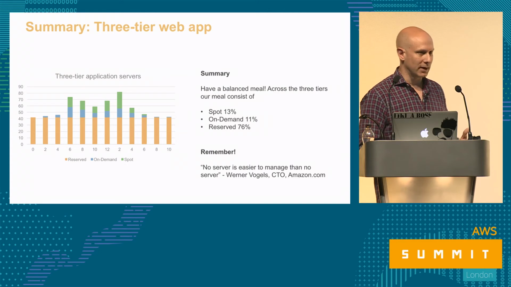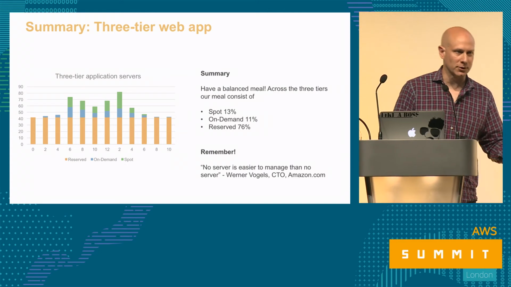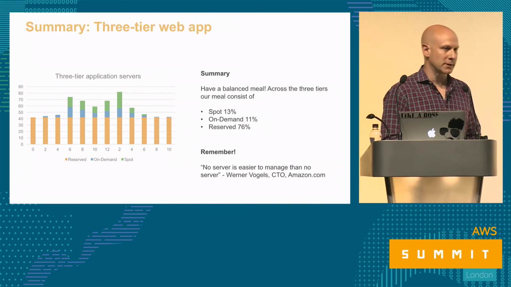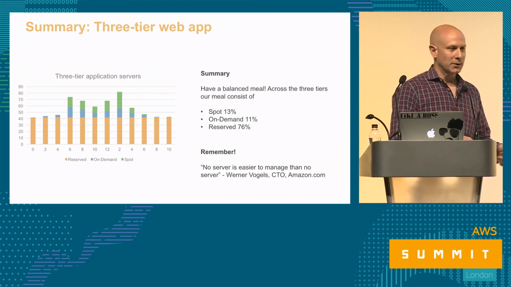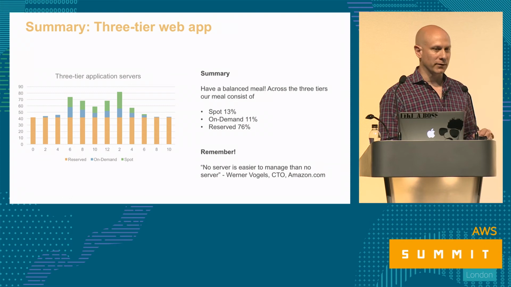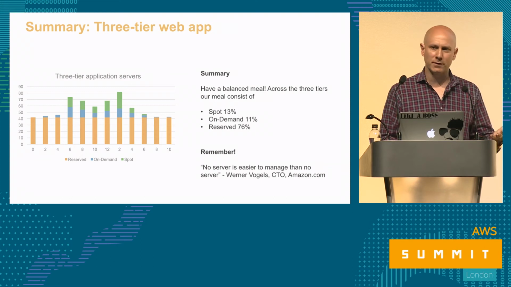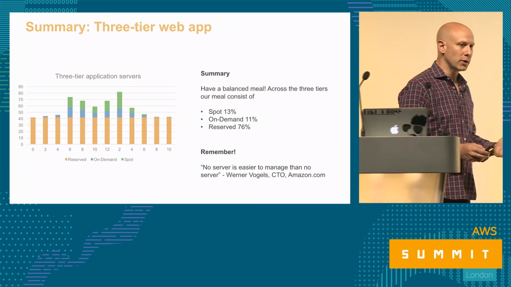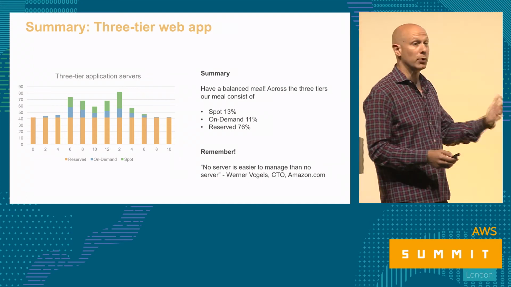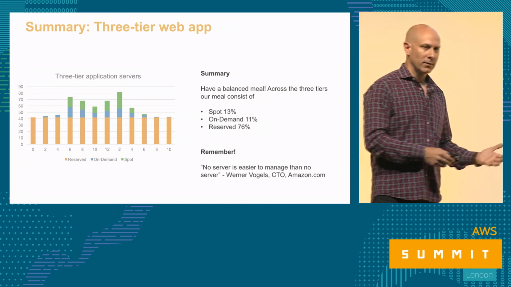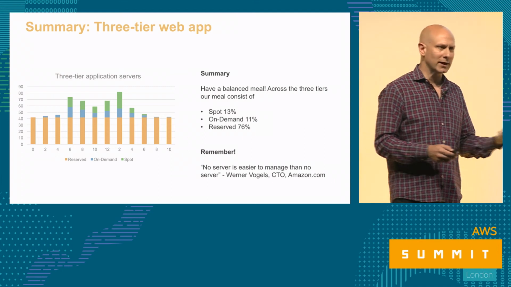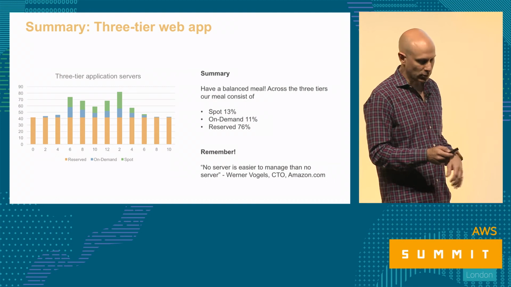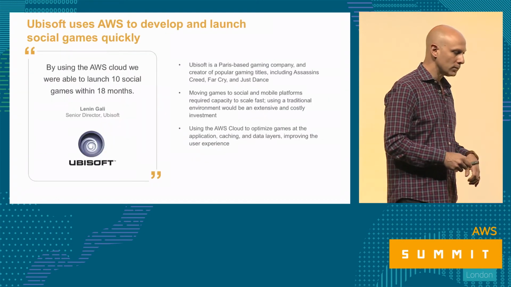The last thing you want to think about, and if any of you went to the keynote, you might have heard Werner talk about this, is this phrase that he likes: no server is easier to manage than no server. So while you're thinking about servers, you can also think about which parts of your workload you can offload onto AWS. Maybe you can use SQS, or a simple queuing service, or Lambda, to handle functions that you don't even need a server for all the time. They're just functions that get requests and then do work.